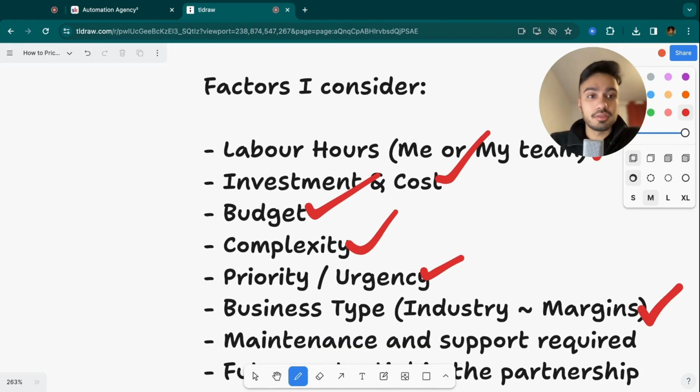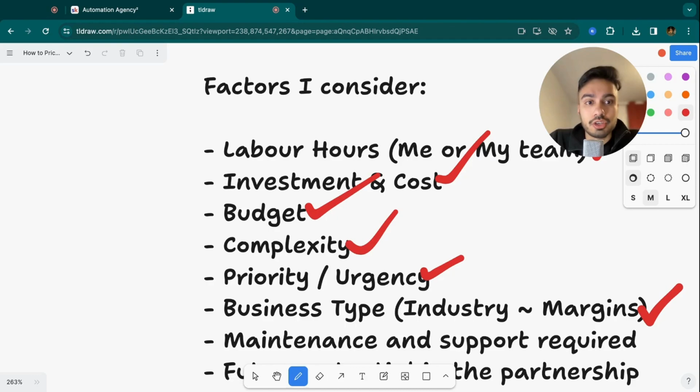And then the maintenance and support required. So this is more on the monthly retainer if you're planning to go that route. How much work is this going to be in terms of upkeep? Is it a set and forget automation where you build it once, you don't really have to check on it? But if it's something that requires constant optimization and tweaking, like an AI bot, for example, then that's something that you have to consider.